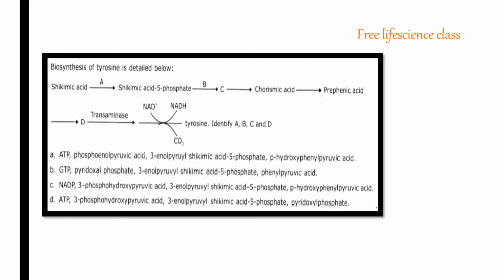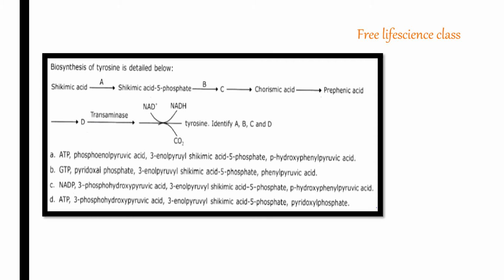So this is the next question, biosynthesis of tyrosine, and it is detailed below. You just go through the biosynthesis pathway and identify A, B, C and D. There are 4 options given, and A, B, C, D are explained in each option. So you have to find the correct one.